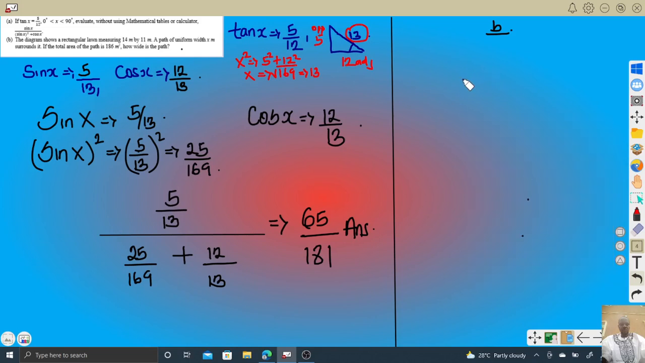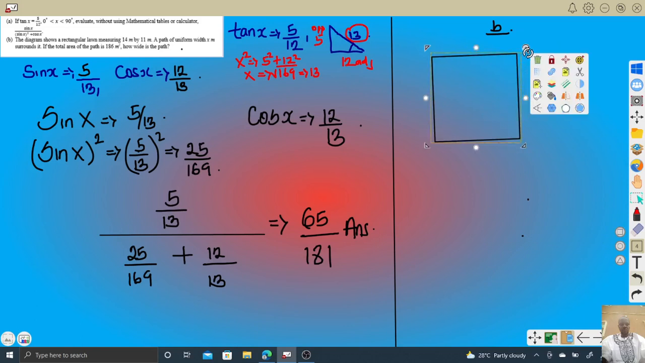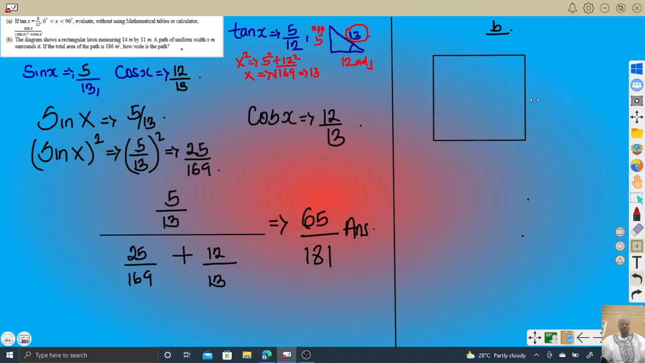Rectangular lawn. So I'm trying to draw a rectangular lawn. This one is not even like a rectangle, it's more like a square, so just take it the way it is. Rectangular lawn, 14 by 11. A path of uniform width surrounds it. So that means inside there is another rectangle. Let me just take that one.